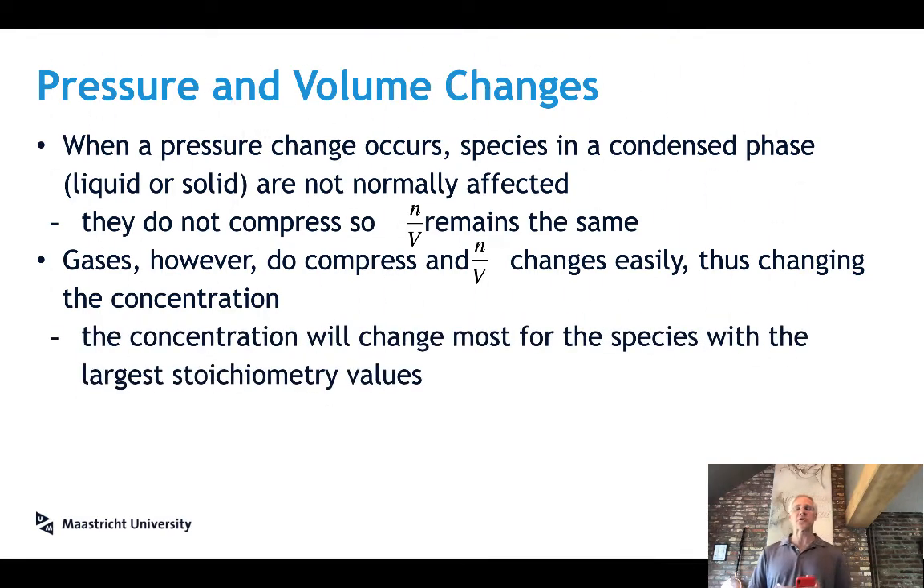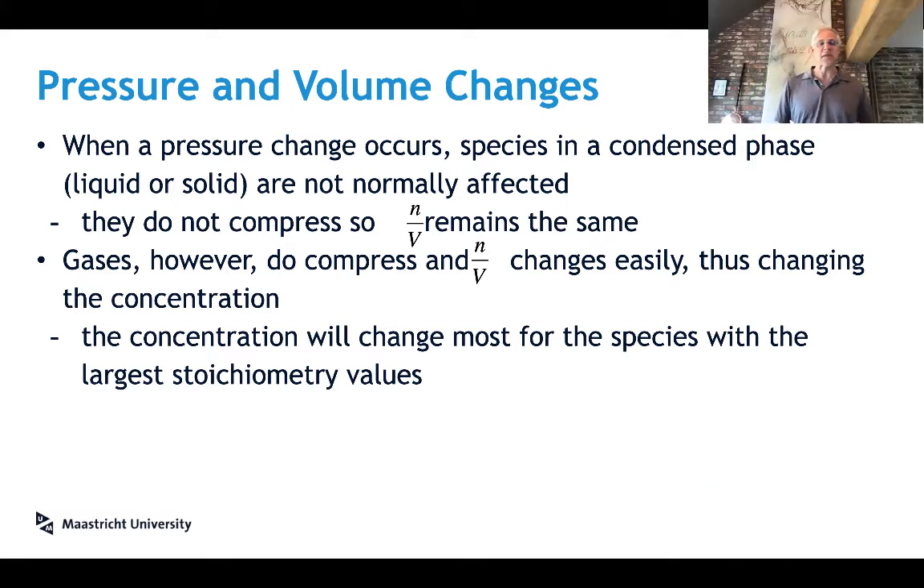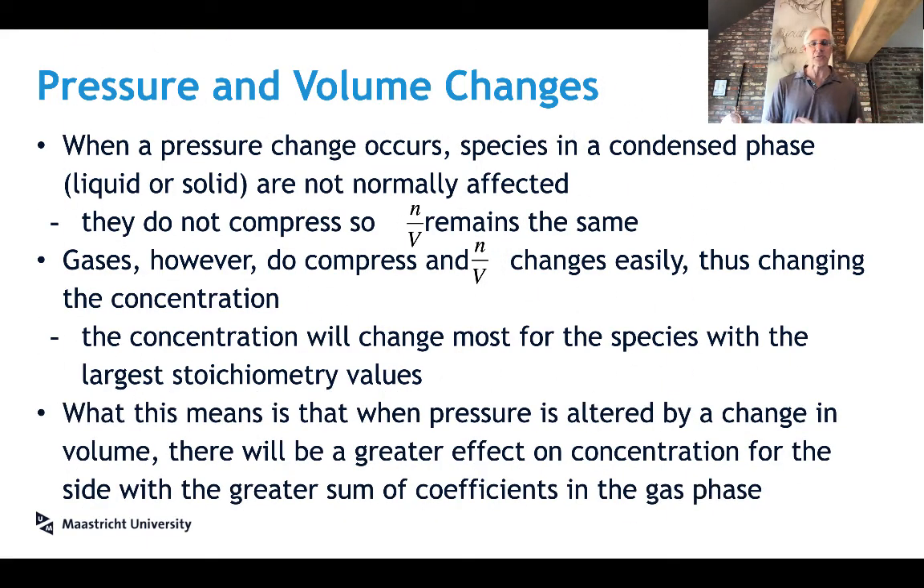So the concentration will change most for the species with the largest stoichiometric values, and that's a little confusing. But when you change the pressure on a gas phase reaction where everything's a gas, you're changing the pressure for everything. You can't just change the pressure for one thing. Anything that's a gas will change. But the concentration is going to change most for the species that has the largest stoichiometric value in the balanced reaction.